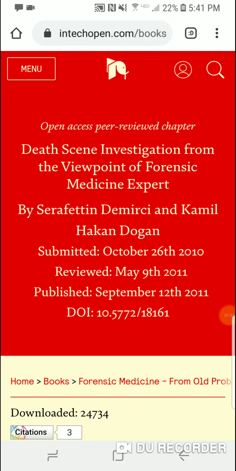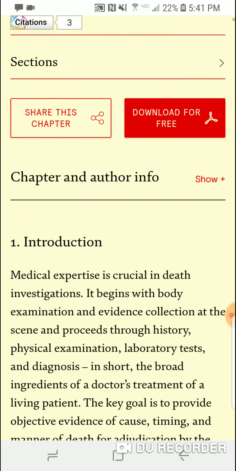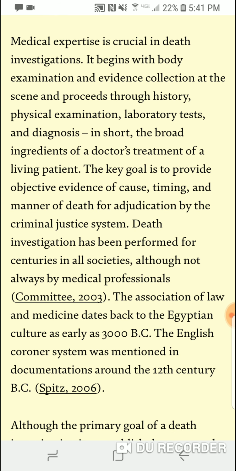Okay, this is taken from the open access peer-reviewed chapter, Death Scene Investigation from the Viewpoint of Forensic Medicine Expert by Demirci and Dogan, and it was published on September the 12th, 2011. It begins with medical expertise is crucial in death investigation. It begins with the body examination and evidence collection at the scene, and proceeds through history, physical examination, laboratory tests, and diagnosis. The key goal is to provide objective evidence of cause, timing, and manner of death for adjudication by the criminal justice system.